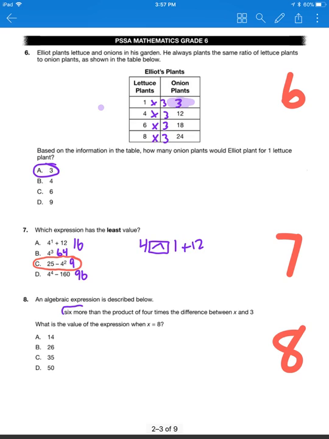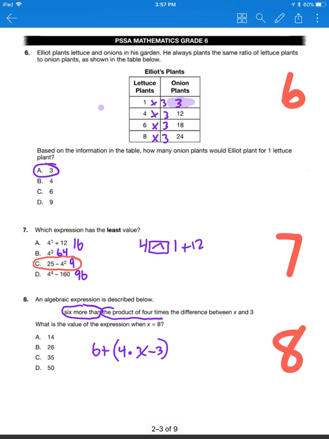So 6 more than. So there's going to be 6 plus in there somewhere. The product of 4 times the difference. Ooh, the product. So 6 more than. The product of 4 times the difference between x and 3. So let me go back. I'm going to use a dot for times. 4 times the difference between x and 3.